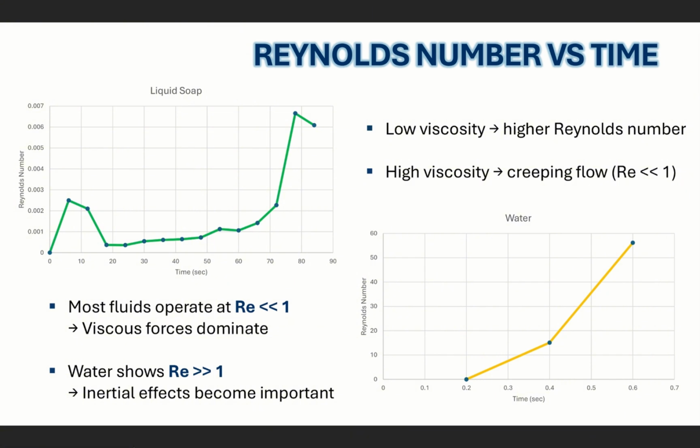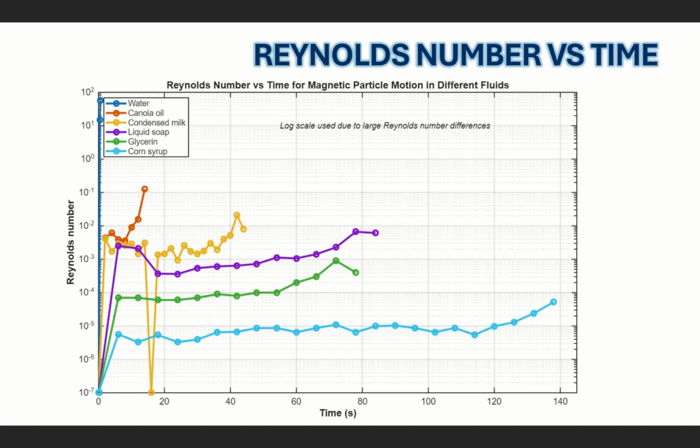This slide gives us the full Reynolds number versus time curves for all 6 fluids plotted together. Notice the dramatic separation between the water and the rest of the fluids. This graph also shows that for viscous fluids, the Reynolds number stays nearly constant and increases only slightly over time.